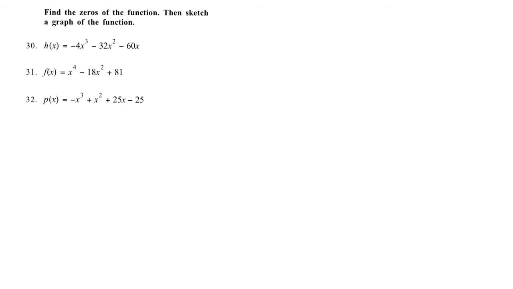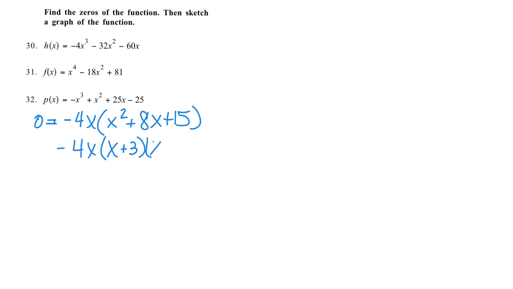Find the zeros of the function, then sketch a graph of the function. These ones we can find the zeros by factoring. So looking at number 30, we're going to make it equal to 0 and factor out a negative 4x. And then I get a positive x squared plus 8x plus 15, because 60 divided by 4 is 15. Negative 4x, and that's x plus 3 and x plus 5. So my zeros are 0 for the 4x, negative 3, and negative 5.